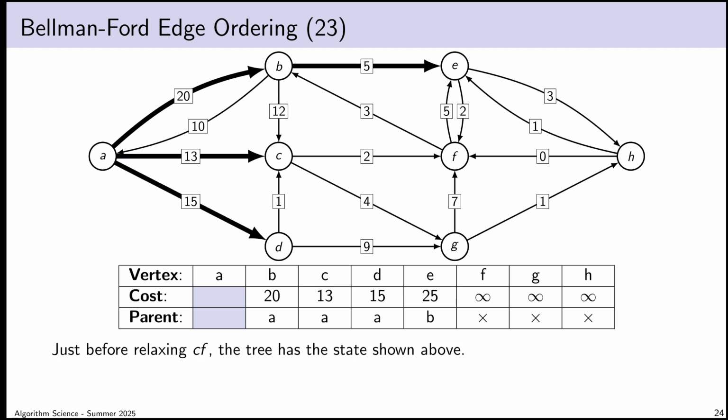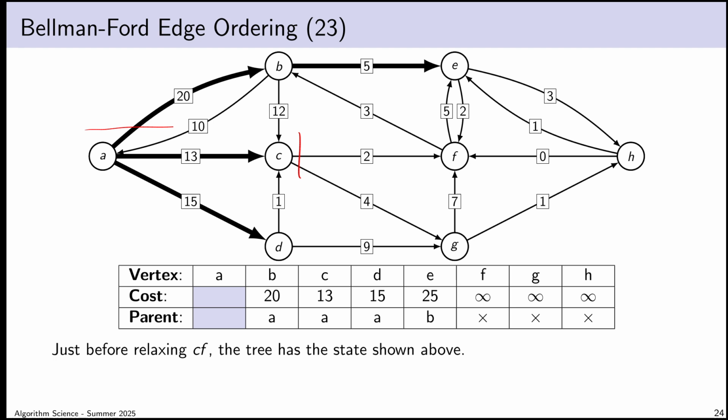So right before I relax edge CF, the tree looks like this. So I've relaxed edge AB, AC, AD. I've also relaxed edge BC, but it didn't help me. And I've relaxed edge BE as well. So BE is now in the tree, who cares? But now I'm about to relax edge CF. So what we'll notice here is that at this point, now remember that this is something I'm observing as an outside observer. The algorithm doesn't yet know this, but we know this.